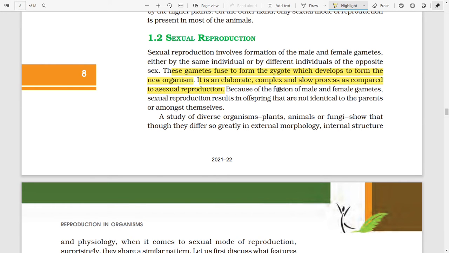Because of the fusion of male and female gametes, sexual reproduction results in offspring that are not identical to parents or among themselves, which means they are not identical to parents and among their siblings.